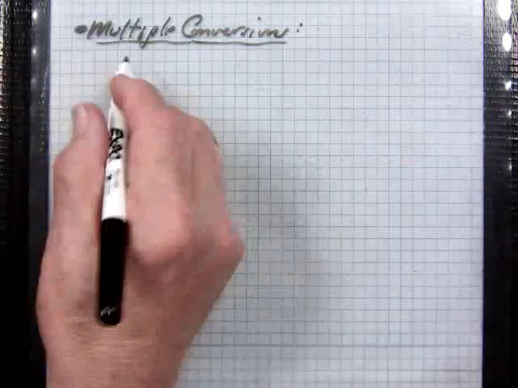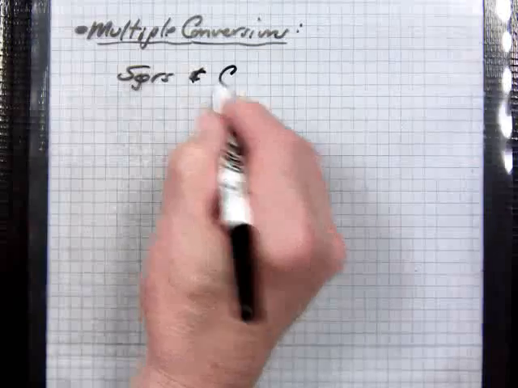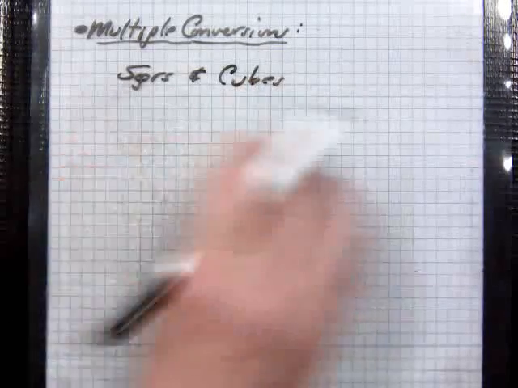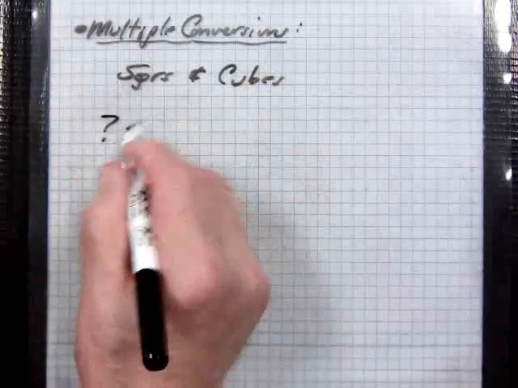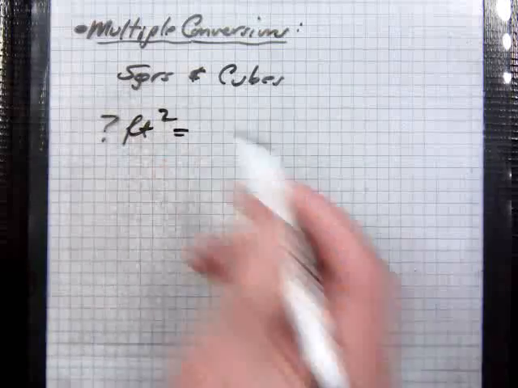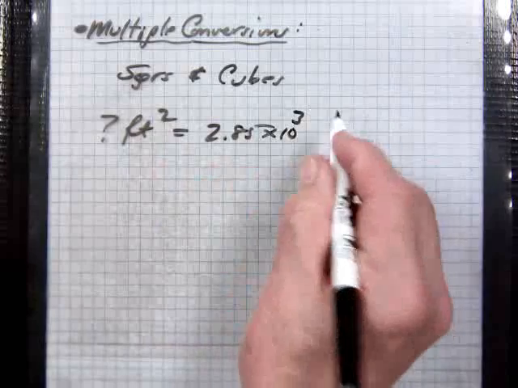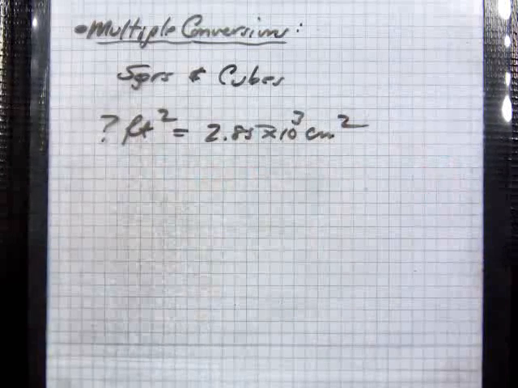Okay, so we want to convert squares and cubes. Make up something. How many square feet equal 2.85 times 10 to the third square centimeters? Something of that nature.